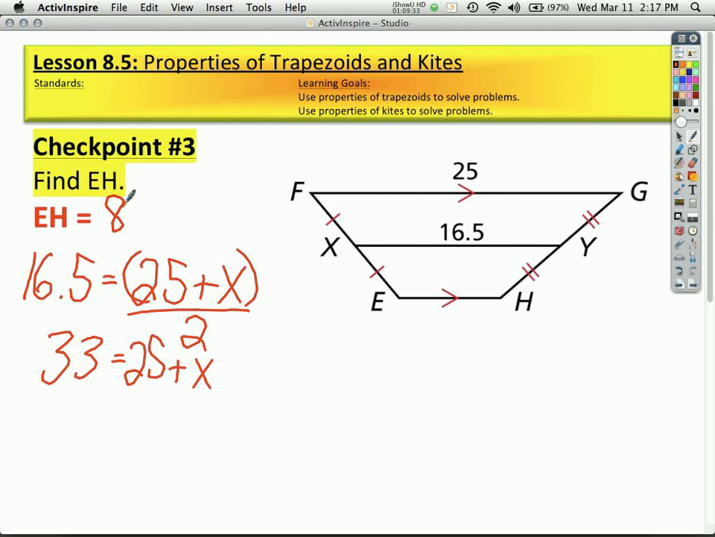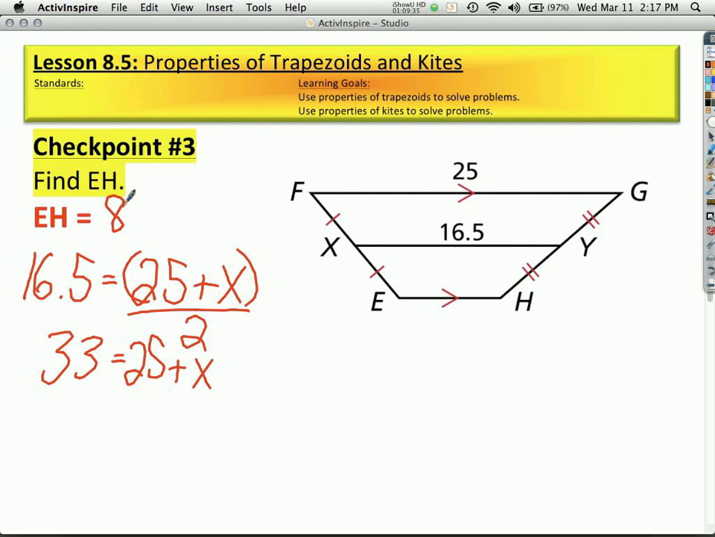What led you to get that answer? Anyone have any comments or questions on this? Zavari and then Jason. Go ahead. You just do 25 minus 16.5, you get 8.5, and then you do 16 minus 8.5.